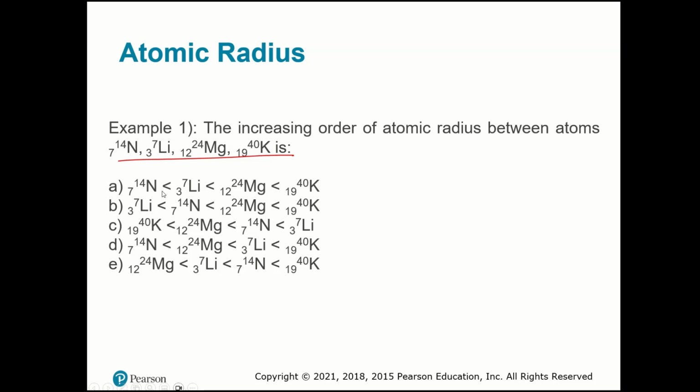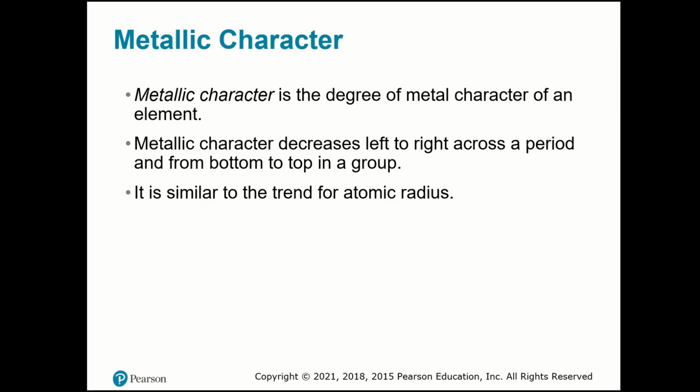So we have nitrogen, lithium, magnesium, and potassium, okay? Metallic character is the degree of metal character of an element. Metallic character decreases left to right across a period, and from bottom to top in a group, okay? So it decreases from bottom to top, like the size.